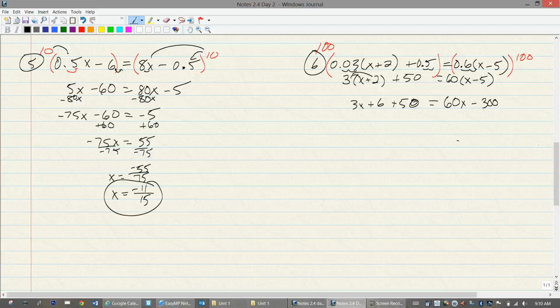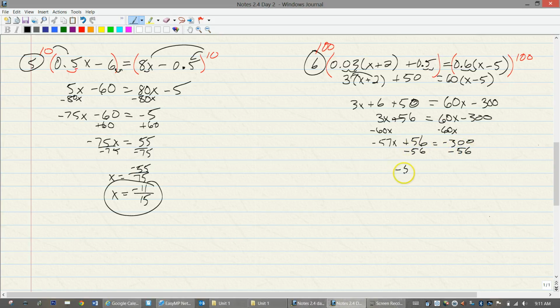Just stay in your seats. Okay, we combine like terms now, right? So on the left, it's only the 6 and the 50. 56 equals 60x minus 300. And you want to bring the variables to the left again? Negative 57x plus 56 equals negative 300, right? Minus 56. Negative 57x equals negative 356.